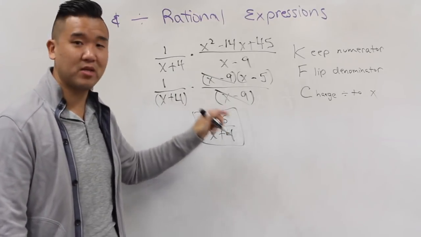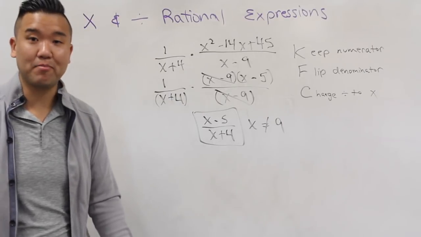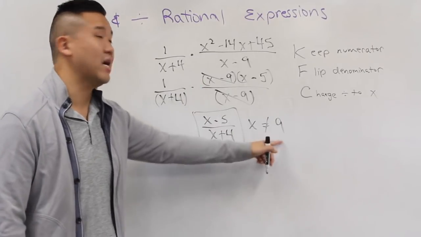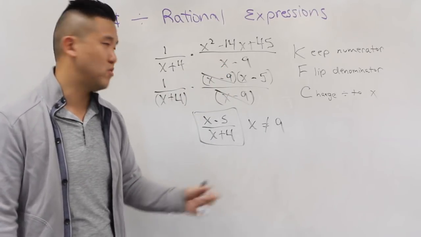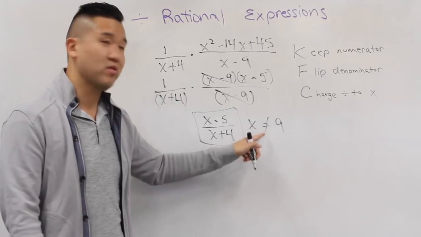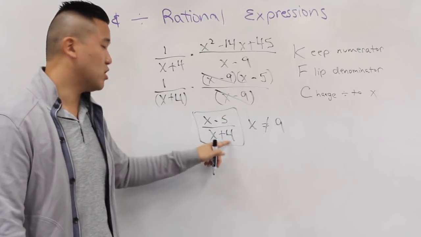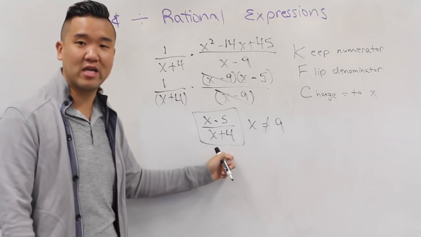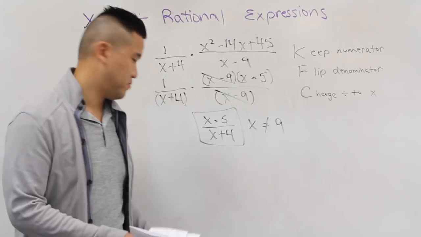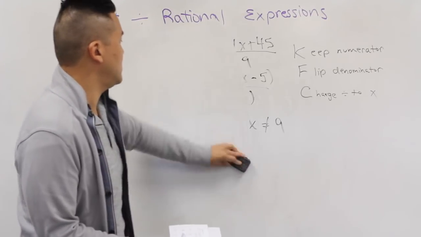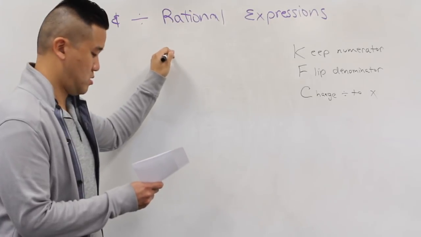Because we cancel something out, we have to state that x cannot be 9. If you plug in 9 here, it actually becomes 0, so it's undefined. So we actually have to tell your answer that. Make sure you guys put that anywhere you cancel out. The 4 is fine because it's in the final answer, but the 9, since you canceled it out, we have to include it there. All right. Last problem, and then we're going to move on.